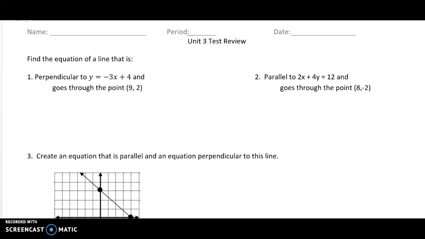Alright, Unit 3 test review. This is actually the second Unit 3 test. The first test we took was mid-unit. This is the rest of the unit. Go ahead and get started, not waste any time.